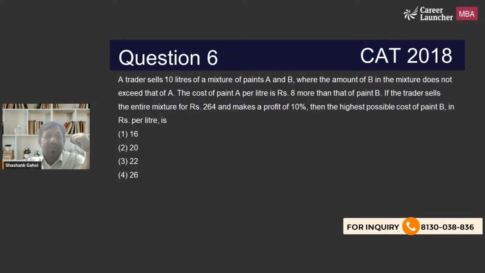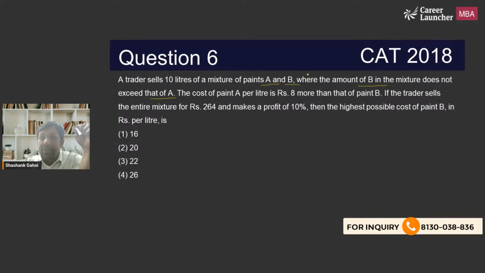Now a trader sells 10 liters of a mixture of paints A and B, where the amount of B in the mixture does not exceed that of A. So basically, what does this statement mean? It means that the total quantity is 10 liters, and B cannot exceed A, right?